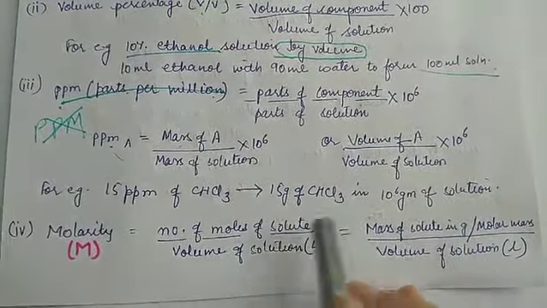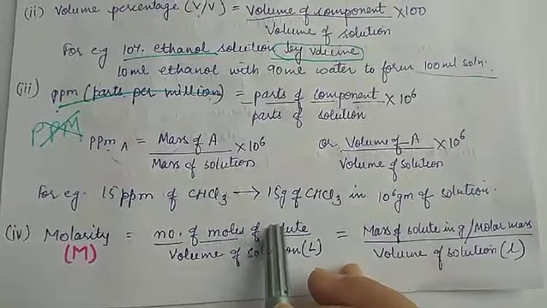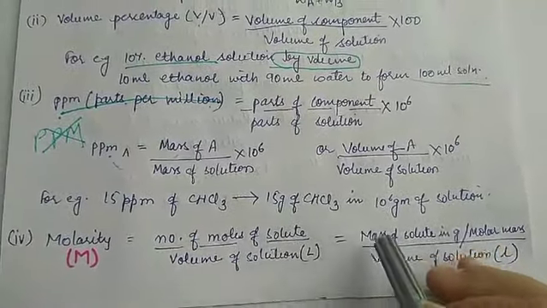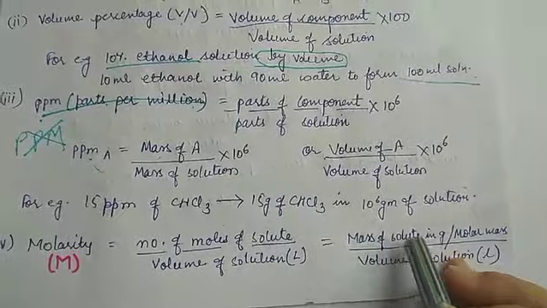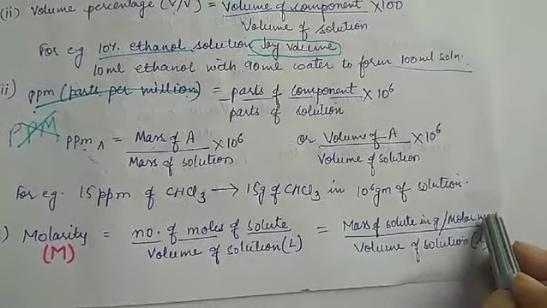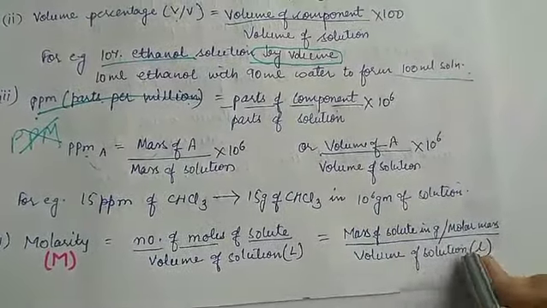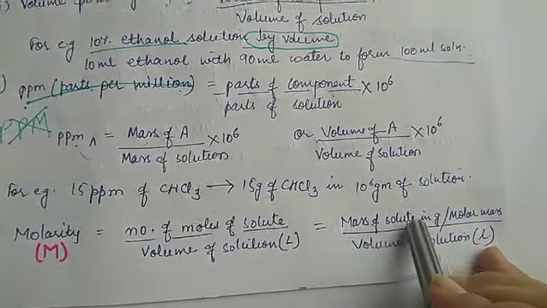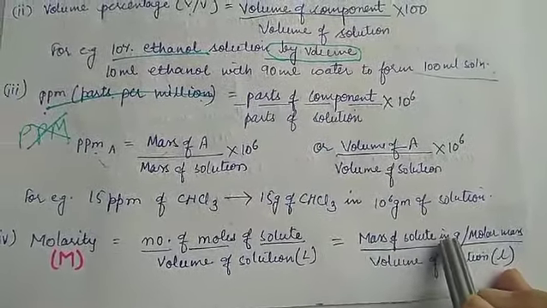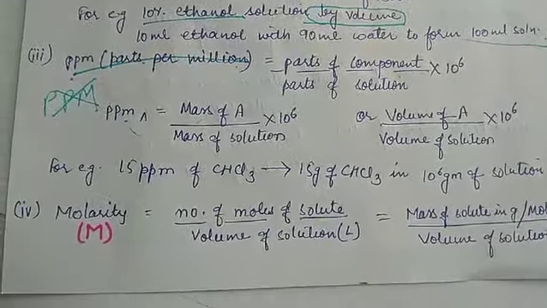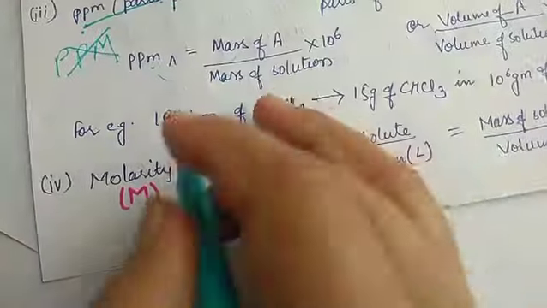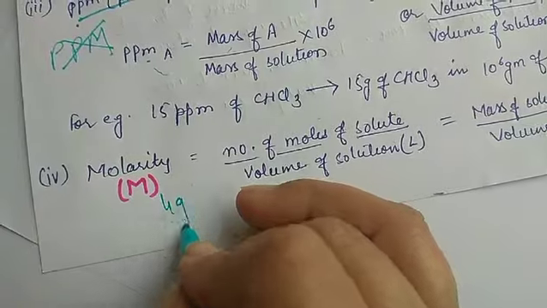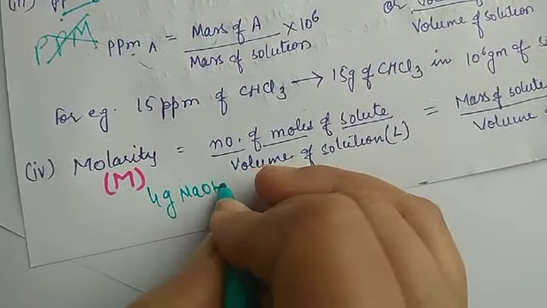What is the formula for calculating the number of moles? You have also studied it earlier in 9th. Mass of solute in gram upon molar mass, divided by volume of solution. Number of moles of solute we will calculate: whatever mass of solute is given, we will take it in grams, divided by molar mass. For example, if we have been given 4 grams of NaOH.